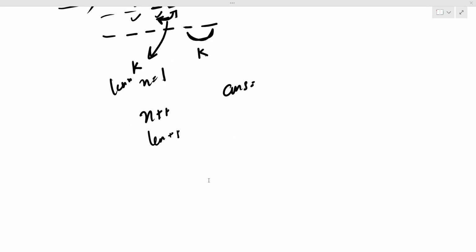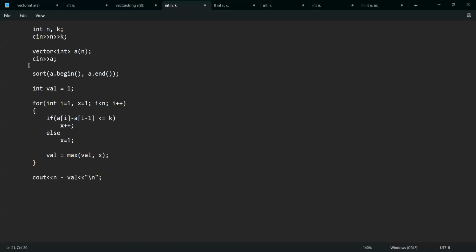Okay, so I'll move to the implementation part. In case anyone is having any doubt, let me know. So this is the implementation part. First, I'm taking n as input, then k as input. Then I'm taking vector a, that is the difficulty of all of these problems, as input. And I'm sorting all of these difficulties in ascending order.